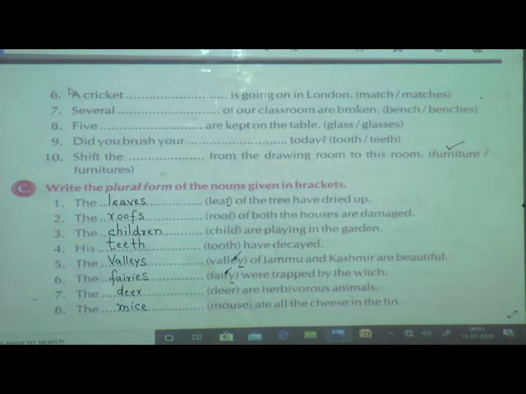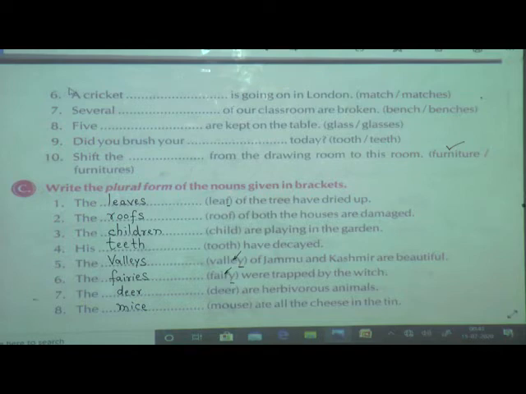So understood students till here how I have done the plural forms, how I have turned it into plural forms by following the rule. So whenever any noun is given and you have to make it in a plural form, you have to follow all the rules which I have taught you in the previous session.